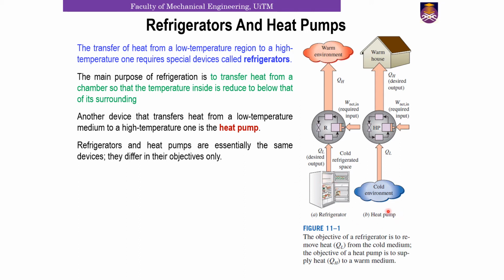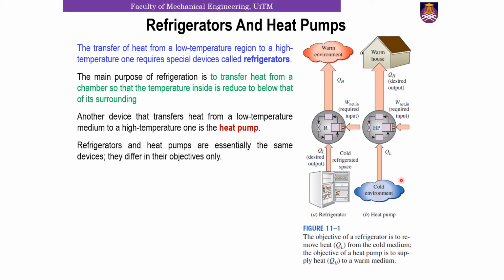Whereas in a heat pump, you have the same processes, but here the objective is different. We absorb the heat from the cold environment and we reject it to the confined space. For example, in this case we've got a house where we need to heat up the house because this house is experiencing cold weather in winter.